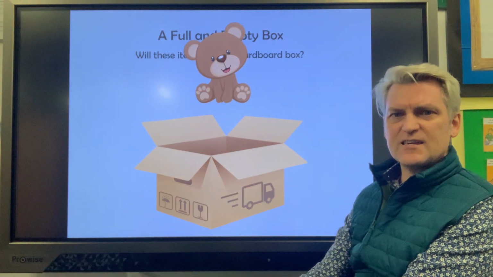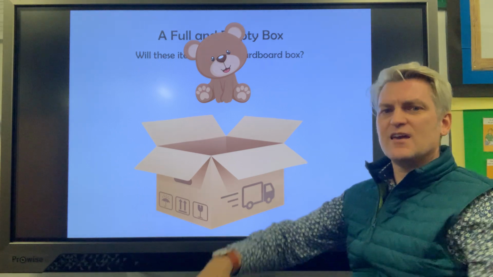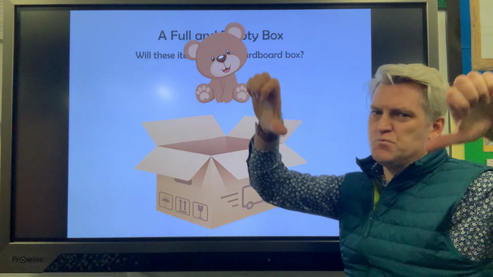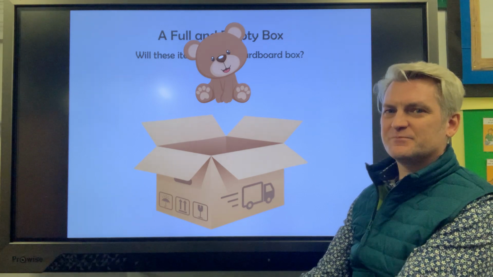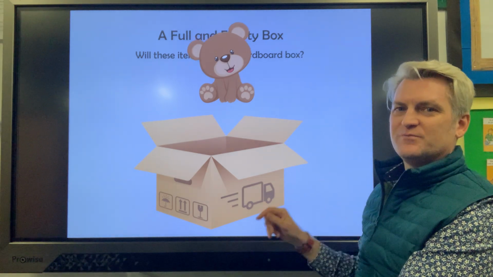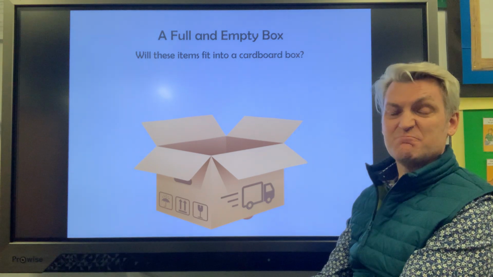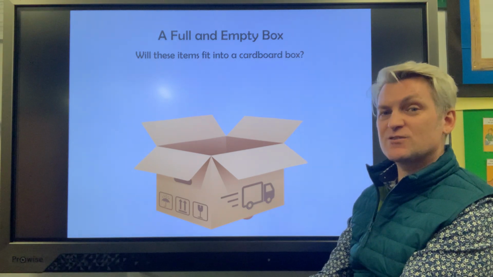Will the teddy fit inside my box? What do you think? Yes, it will, Mr Hughes. No, it won't fit in. What do you think? Let's have a look. Yes, the teddy fits inside the box.